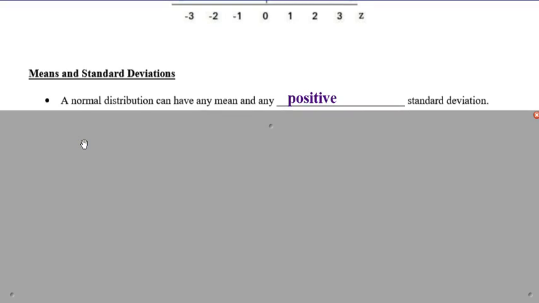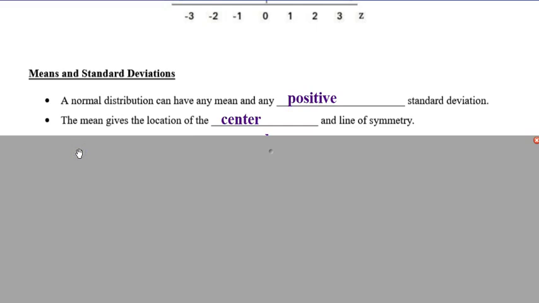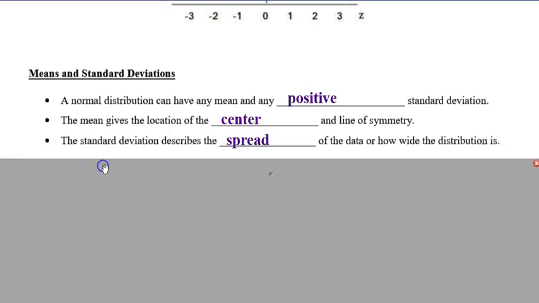So a normal distribution can have any mean and any positive standard deviation. Remember, it's kind of like absolute value. If standard deviation is 1.5, it's 1.5 left and right of the mean. You're just adding and subtracting, but the standard deviation itself is positive. The mean gives the location of the center and the line of symmetry I referred to before. The standard deviation describes the spread, or how wide the distribution is.